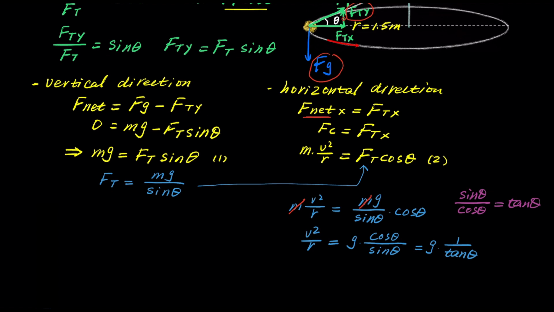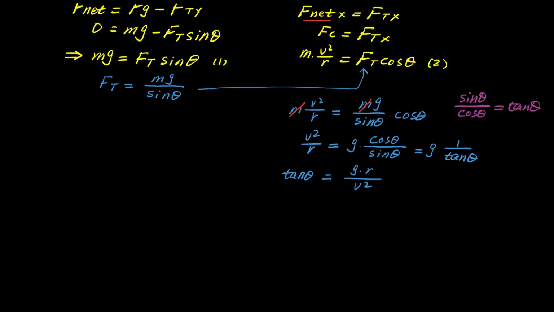Now let's rearrange this equation and put the angle on the left side and all other variables on the right side. Okay, so we have tangent theta equals g r over v squared. Now let's plug in the values. We have tangent theta equals g, which is 9.8 meters per square second, and the radius r is 1.5 meters, divided by the speed, which is 10 meters per second, then squared.